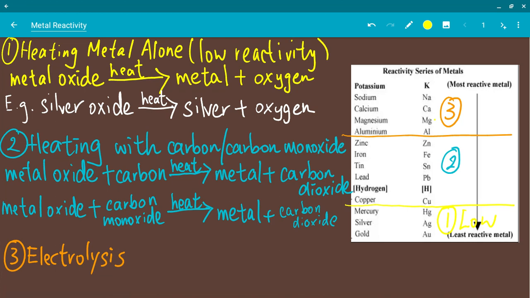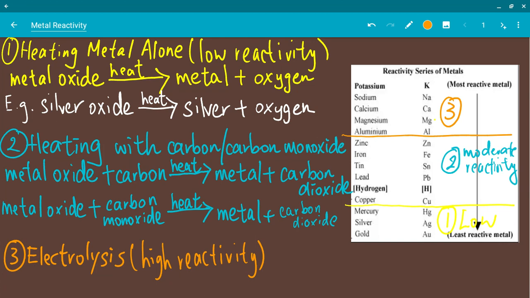The second method we've learned is heating with carbon or carbon monoxide. This method is for metals that have moderate reactivity. I'm going to go ahead and write it down on the diagram. And finally, the last method we learned was electrolysis. This is for metals that have high reactivity, and these metals are up above the metal reactivity series.